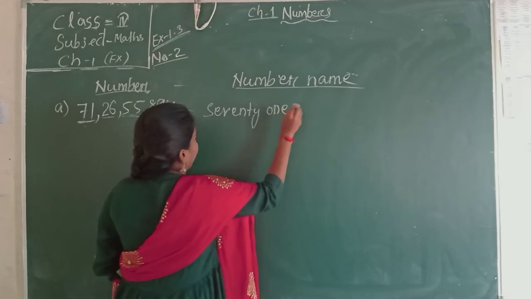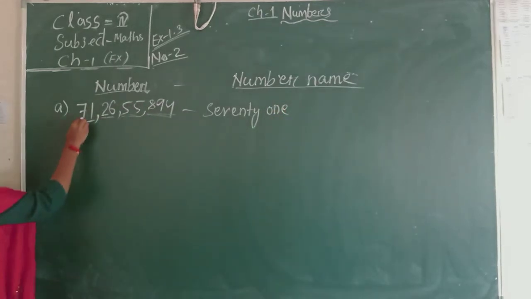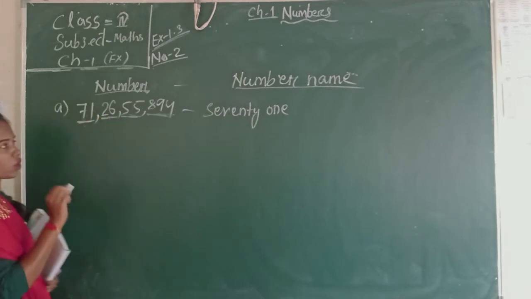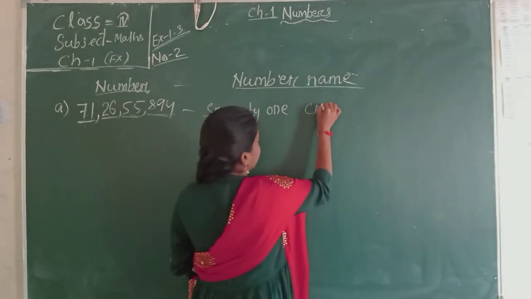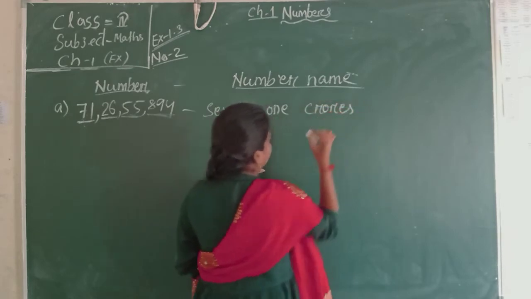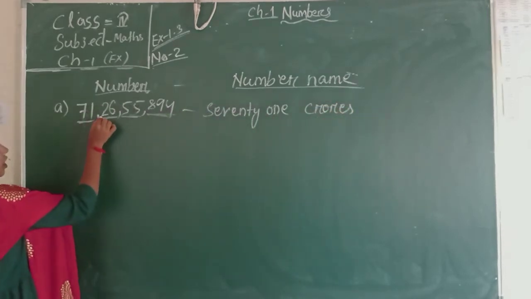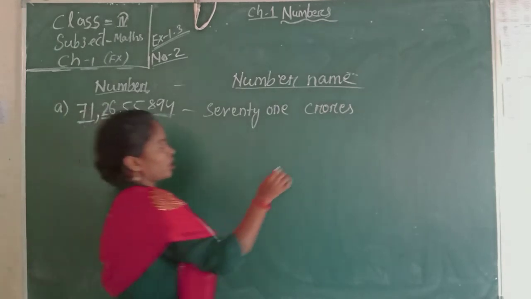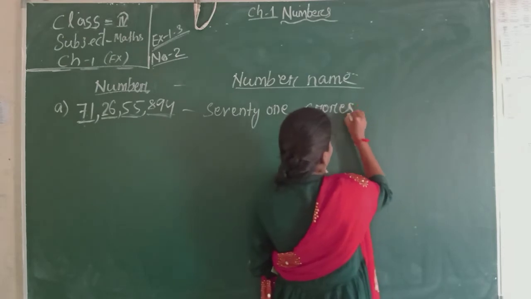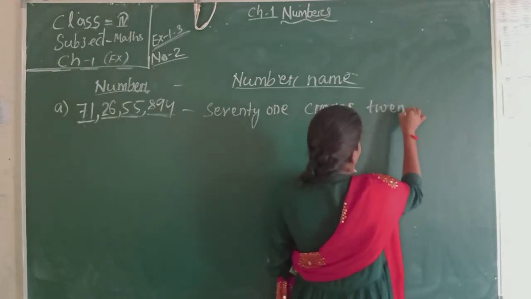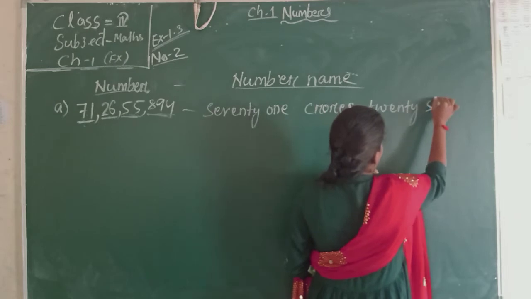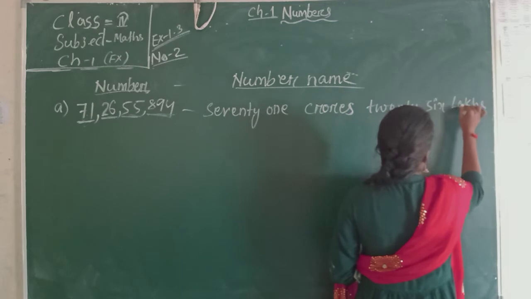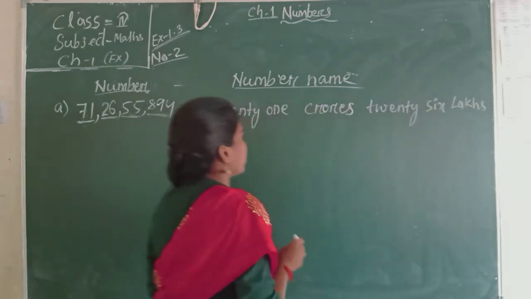So right here first 71, and the period is what? This period is ones, next thousand, next lakh, next crore. So 71 crores. Next, this is your lakh period. In the lakh period there is 26. So right here 26 lakhs. Okay. So in the lakhs period there is 26, so you have to write 26 lakhs.